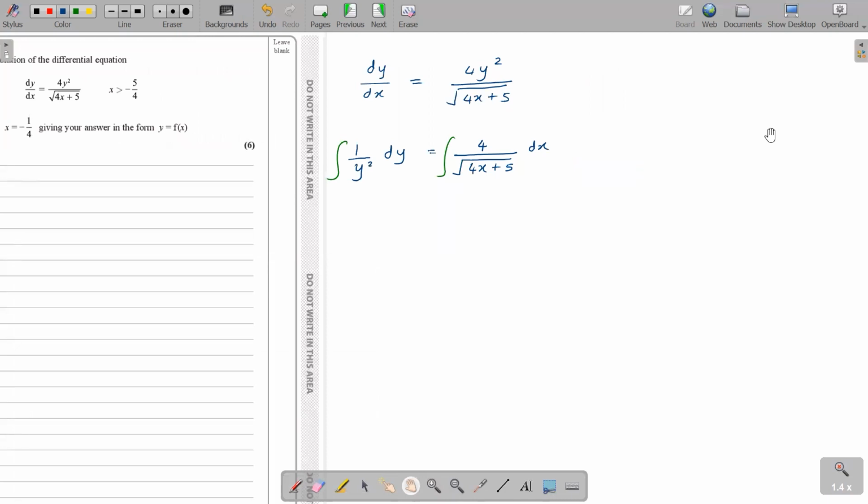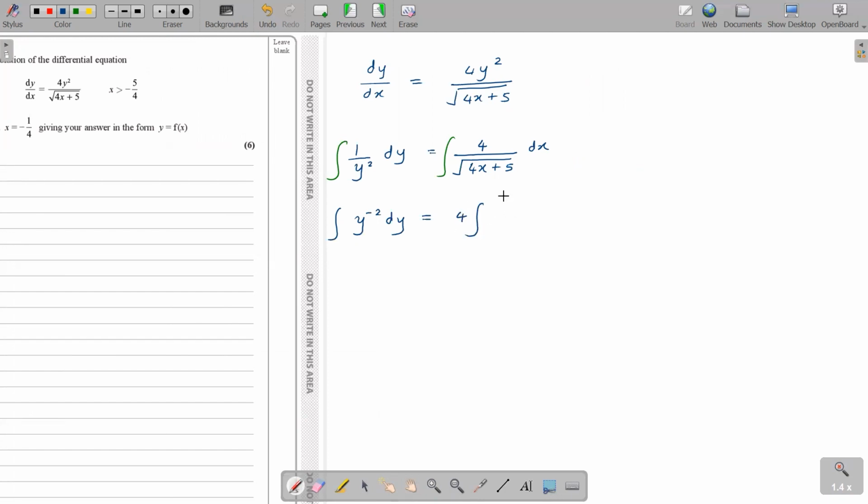1/y², you can't integrate when there is a power of y. First, what you should do is take it up. So take it up. What do you get here? y to the power -2. Let me rearrange that. And over here also, before I integrate, let me rearrange. Let me take the 4 out. 4 is a constant. You can take it out.